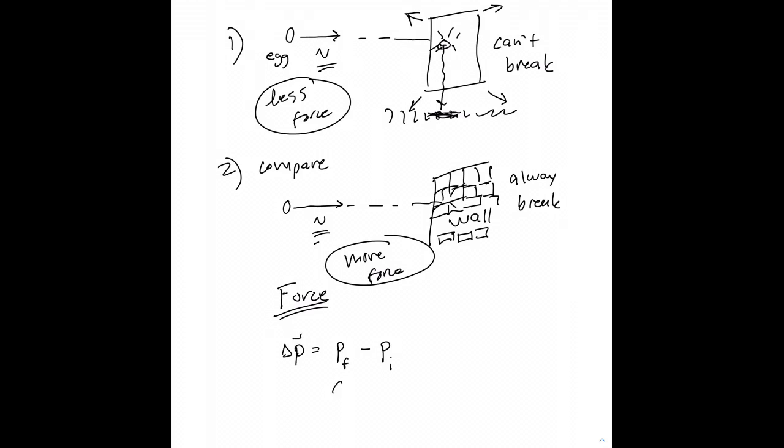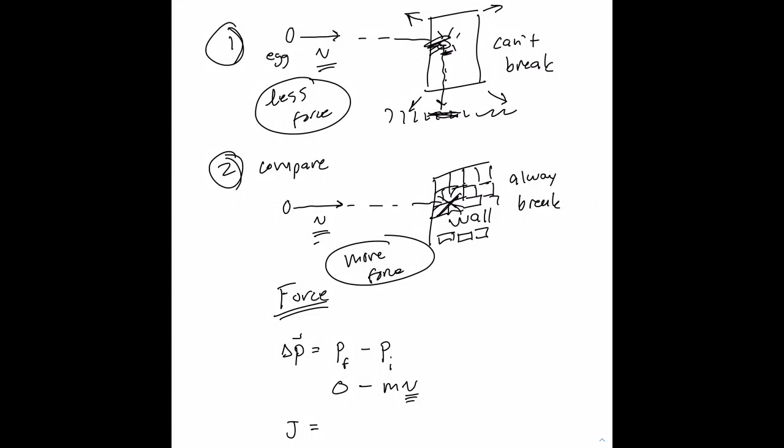In each case, the final momentum is 0 because even when you throw it against the bed sheet, the egg ultimately is going to come to rest when it hits it, and same thing when it hits the wall. So final momentum is 0, and the initial momentum is the mass of the egg times the velocity, and you're going to make sure that that's the same in both cases. All right, so there's no difference in the change in momentum in case number 1 compared to case number 2.